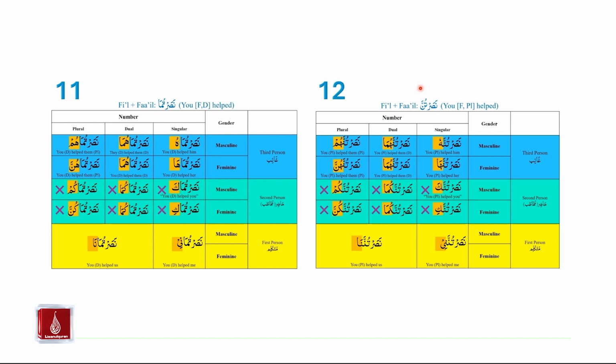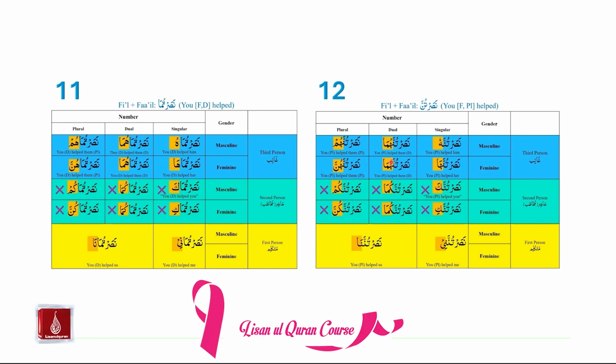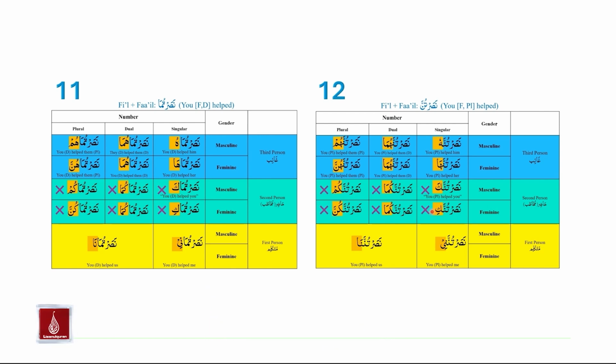Next one is nasartunna, which means you, feminine and plural, helped. Nasartunnahu, you helped him, referring to plural and feminine. Nasartunnahuma, nasartunnahum, nasartunnaha, nasartunnahuma, nasartunnahunna, nasartunnaka, nasartunnakuma, nasartunnakum, nasartunnaki, nasartunnakuma, nasartunnakunna, nasartunnani, you, plural, helped me, referring to the feminine gender. Nasartunnana, you, plural, helped us, referring to the feminine gender.